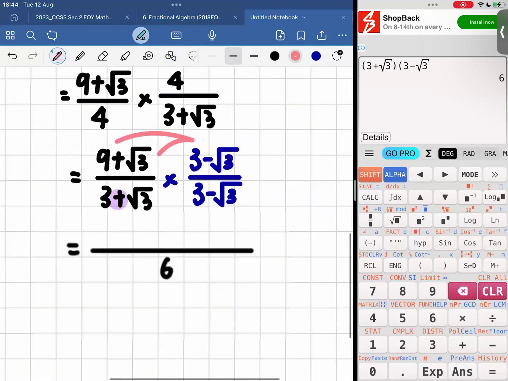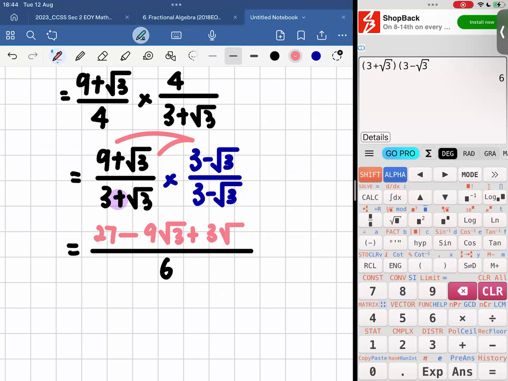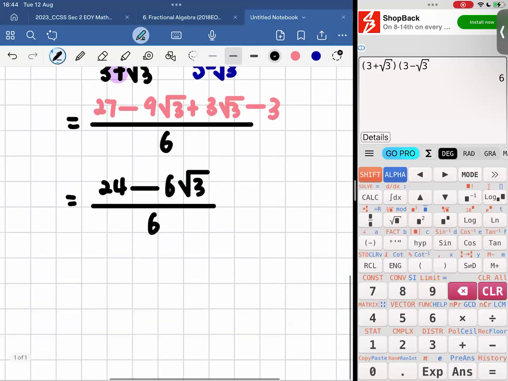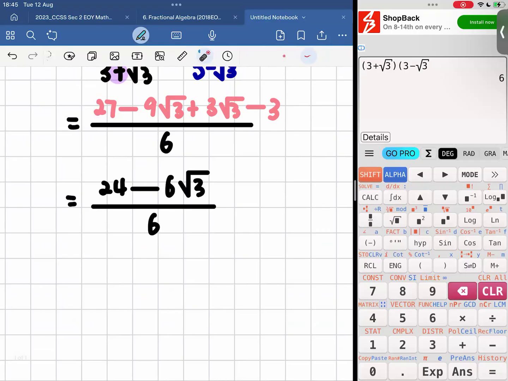So this one is 9 times 3. This is minus 9 root 3. This is positive 3 root 3. Then minus 3. Okay, so we simplify further. 24 minus 6 root 3 divided by 6. Wow, still can simplify. Can divide. Cannot just divide like that. I see a lot of people do this. You must divide everybody or you factorize out the 6 first. So you got to become 4 minus root 3.